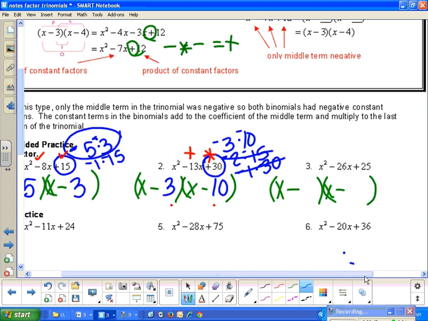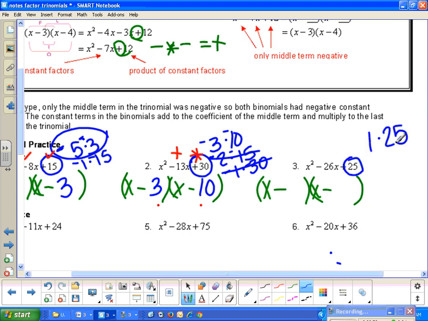Okay, and the last one on here, we get 25. 1 and 25. 5 times 5, we're trying to get 26. So remember, all of our factors must be negative. This is going to give us 10. And here's the factor that we want. And if we check, 1 times 25, here comes negative positive, negative plus negative is negative. Those should be the same thing.